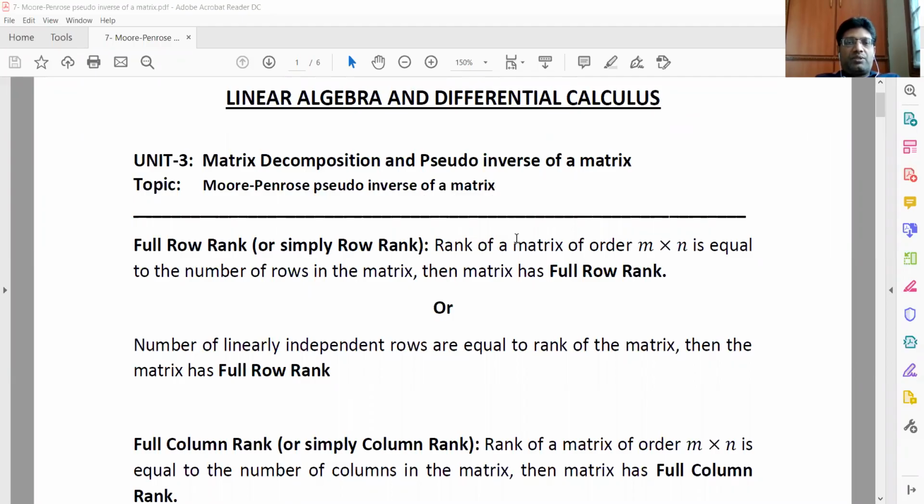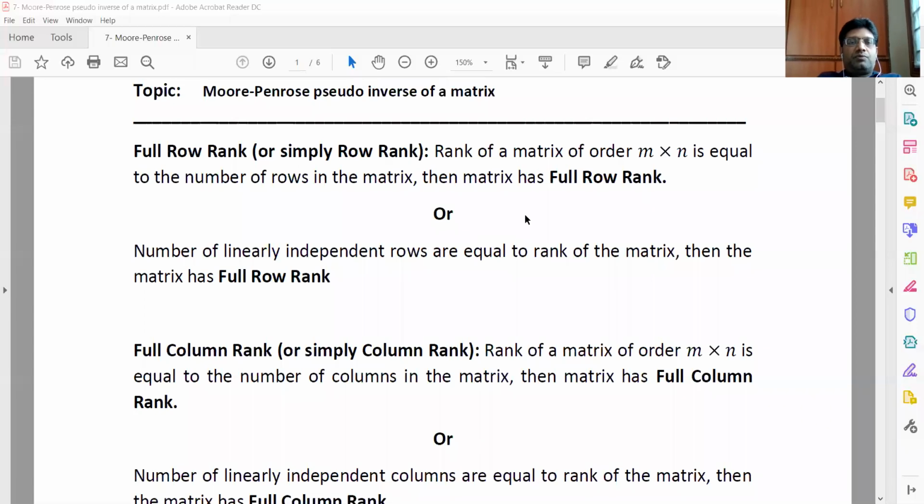Before going to see the pseudo inverse of a matrix, let us see what is meant by full row rank and full column rank. First we'll see row rank. Suppose a matrix of order m by n is there. If the rank of this matrix is equal to the number of rows in the matrix, then the matrix has full row rank.